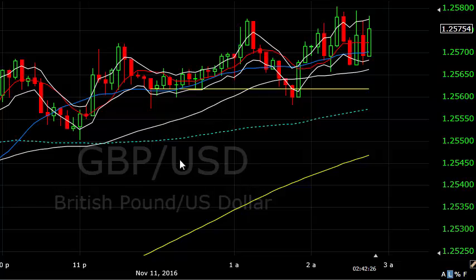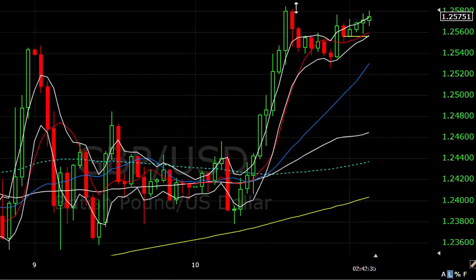Looking for trades this morning here. So this is a chart of the pound overnight. If I take this out to an hourly chart, it did a pullback and it's doing okay so far today.